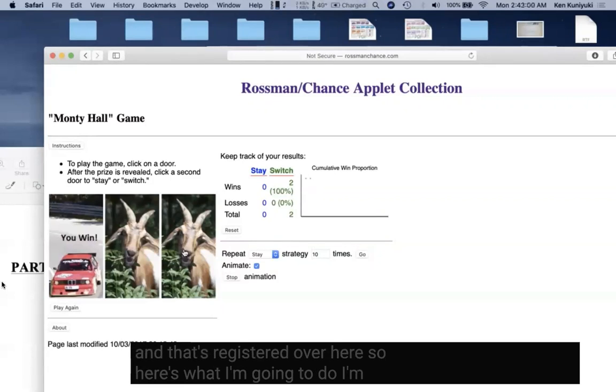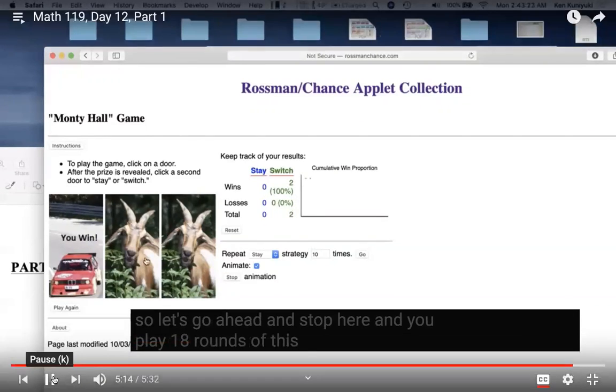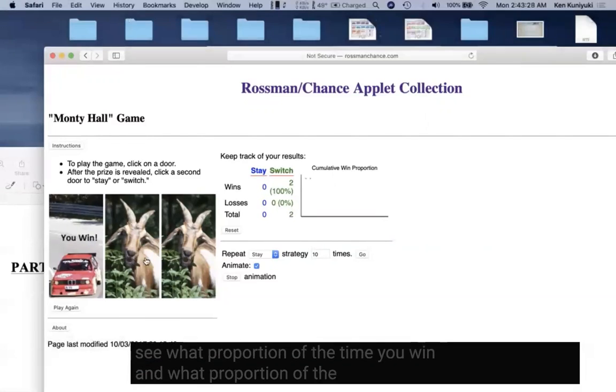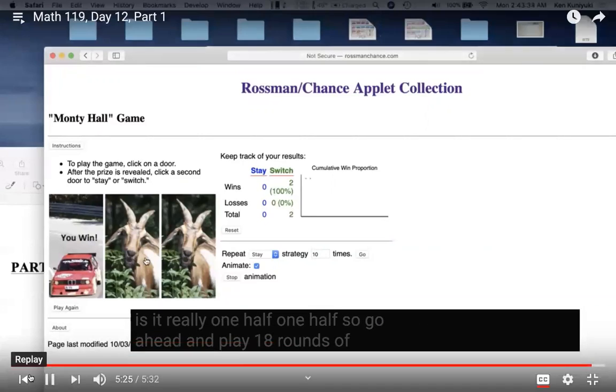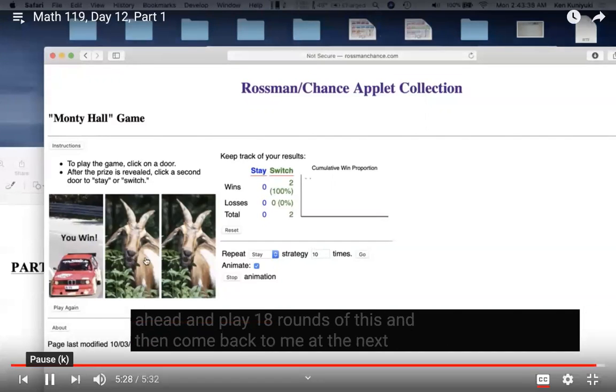So here's what I'm going to do. I'm going to email this link to you, this Rossman Chance applet, and go ahead and play 18 rounds. Play this 18 times, and you can pick whatever door you want at first, but promise me that when given the choice, you'll always make the choice to switch to the other door, like I did. Let's see what proportion of the time you win and what proportion of the time you lose. Is it really 1/2, 1/2? So go ahead and play 18 rounds of this and then come back to me at the next video.